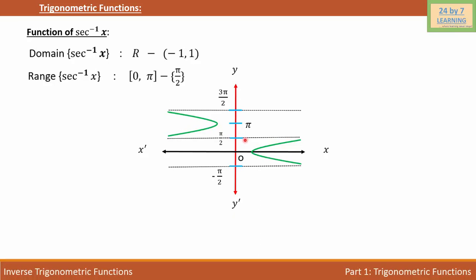If I consider a part of the secant inverse function for this range, then that will be this part colored with the red color, and it will be called the principal value branch of the secant inverse function. So basically, this red colored part of the secant inverse function is called the principal value branch of the secant inverse function.